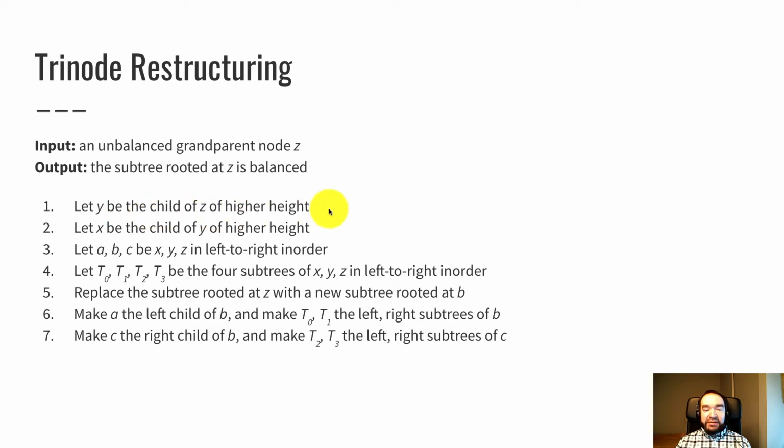So we know that if Z is imbalanced, then its 2 children have to have different heights. That's what imbalance means. So Y is the higher of the 2. And then let X be the child of Y of higher height.